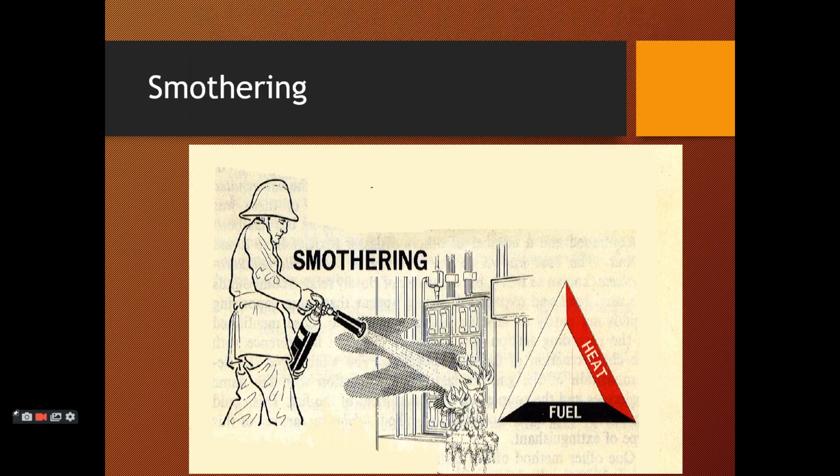Second thing, smothering. How can you smother a fire? Smothering means removing oxygen. While you are smothering, you have to use a smothering agent as per the type of fire. Maybe for type A fire, use water. Type B, use carbon dioxide. Type C, you can use powder. So you can use different kinds of extinguishers, it depends on the fire.